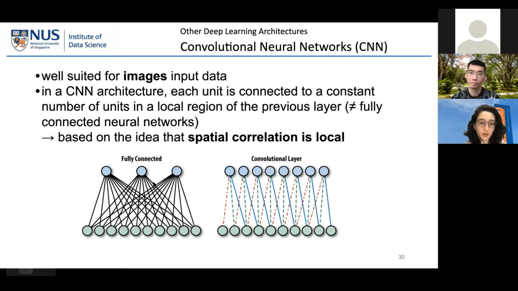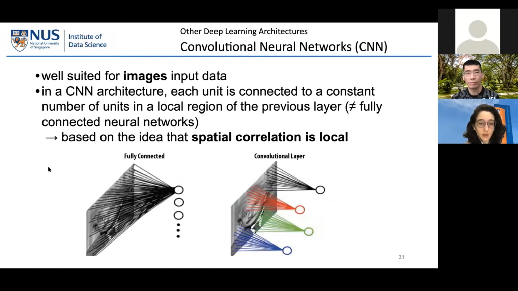So here's the fully connected case. In the convolutional layer, each green neuron is connected to only a few previous neurons, okay? So it's based on the idea that the spatial correlation is local in an image.